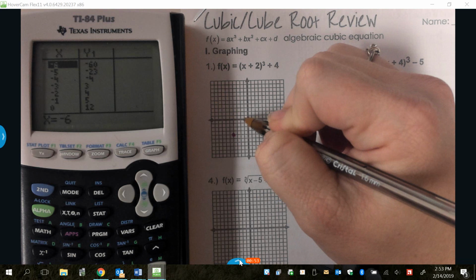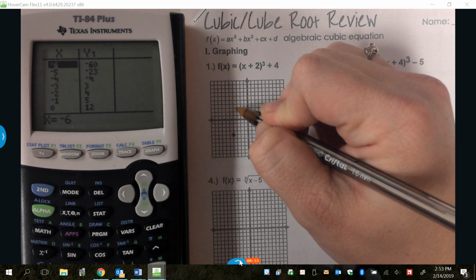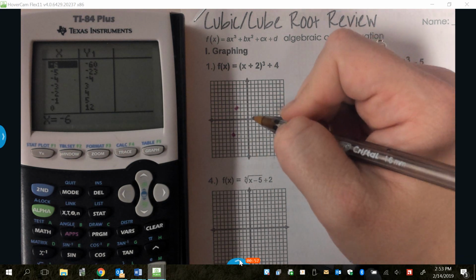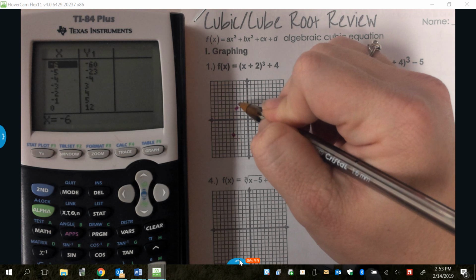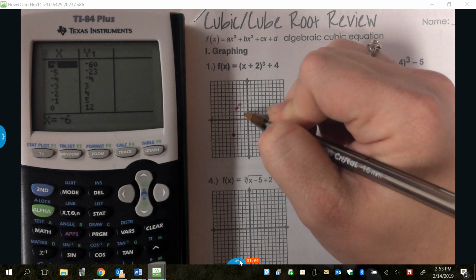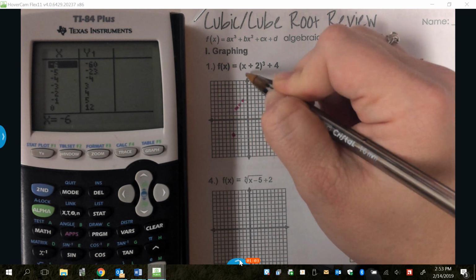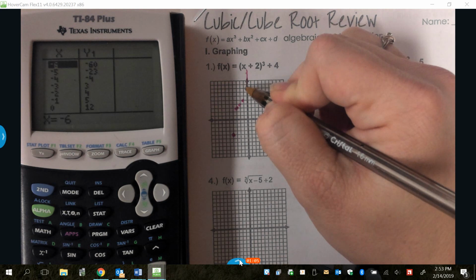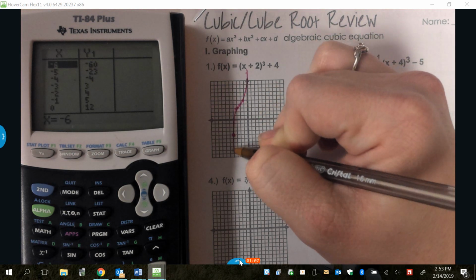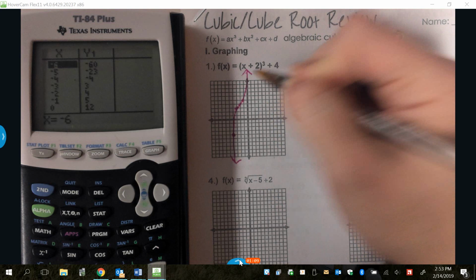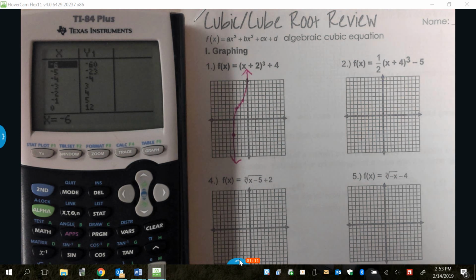Negative 3, 3. Negative 2, 4. Negative 1, 5. And then 0, 12 is going to be like way up here somewhere.